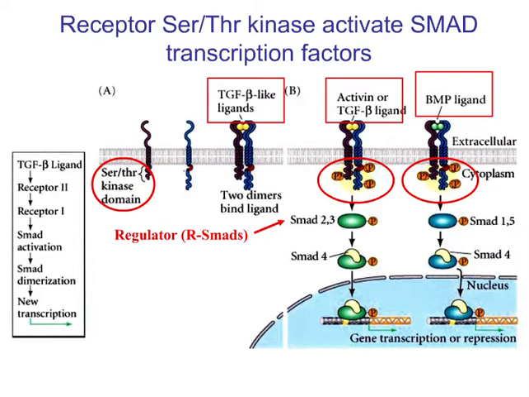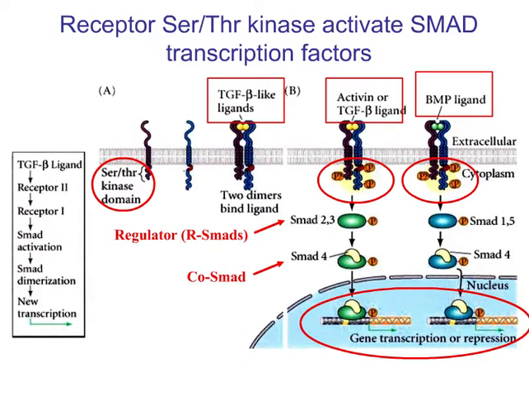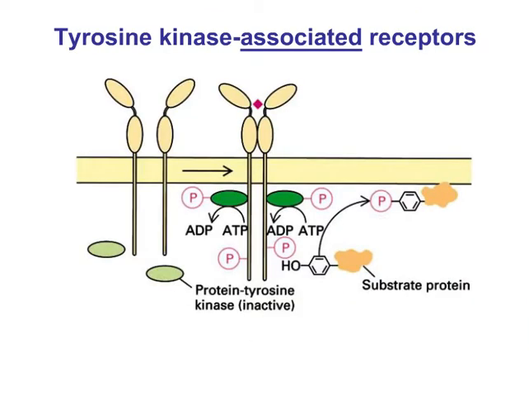Two phosphorylated regulatory SMADs form a complex with a co-regulator, or co-SMAD. This complex can enter the nucleus, where it binds to the promoters of genes that are regulated by TGF-beta or bone morphogenic proteins, and modifies their expression.